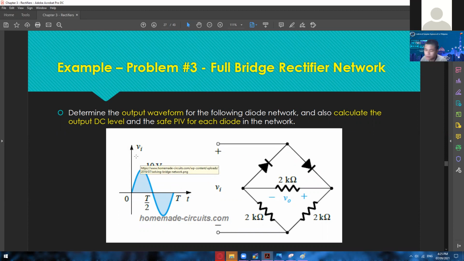So this is our voltage input. We have a peak voltage, or a Vi, of 10 volts. So what is our output waveform? Is it a full wave or just a half wave waveform? Anyone who would like to guess?